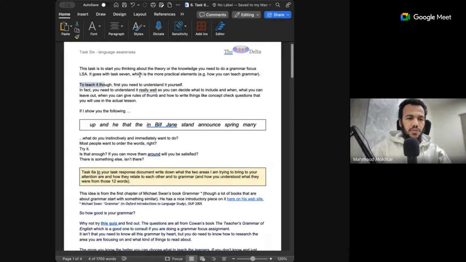To teach it though, first you need to understand it yourself. In fact, you need to understand grammar really well so you can decide what to include and when, what you can leave out, when you can give rules of thumb, and how to write things like concept check questions that you will use in the actual lesson.